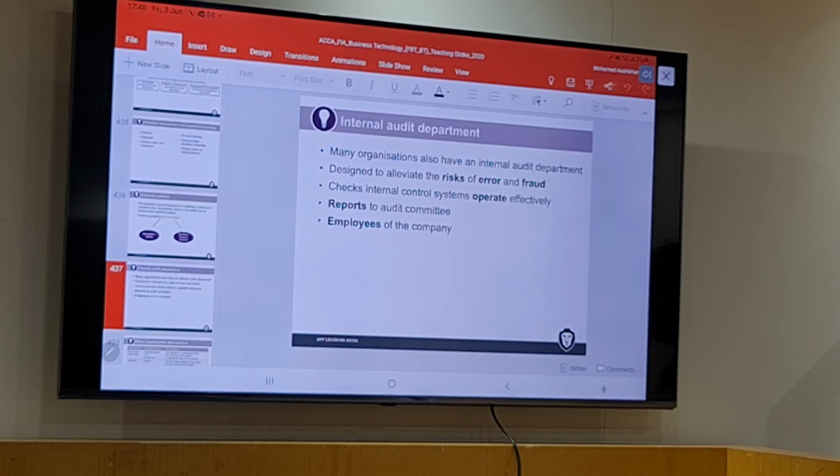Designed to alleviate the risk of error and fraud. Checks that the internal control system operates effectively. Reports to the audit committee. Employees of the company. Meaning, who is doing the audit? Employees of the company. External audit, who is doing the audit? Outside people. Independent.